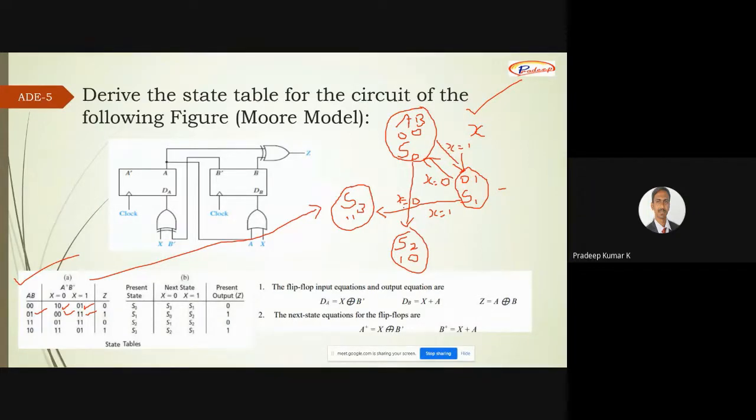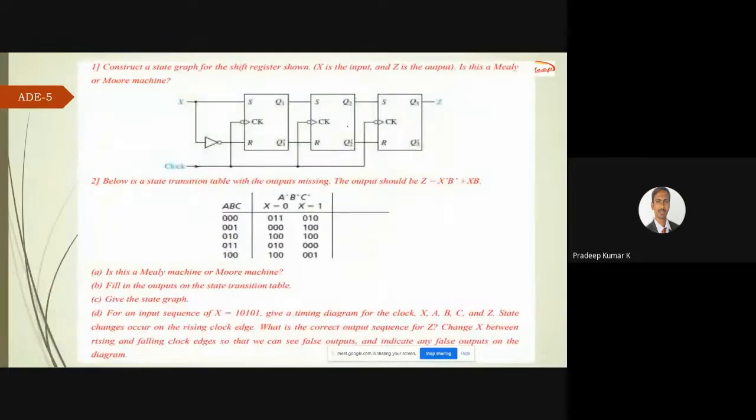Still, there are two more cases which you can use in order to complete the diagram. This is what is called the state table. There are a few examples given for explanation, so try to read them out. Construct a state graph for the shift register shown. X is the input and Z is the output. Is this a Mealy or Moore machine? You have to check it out.